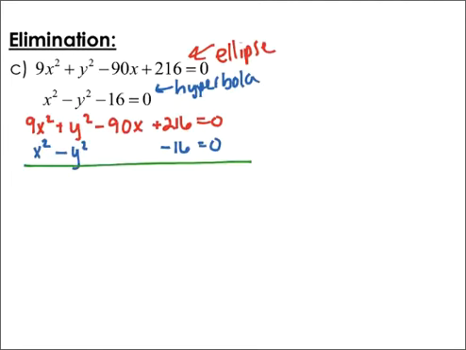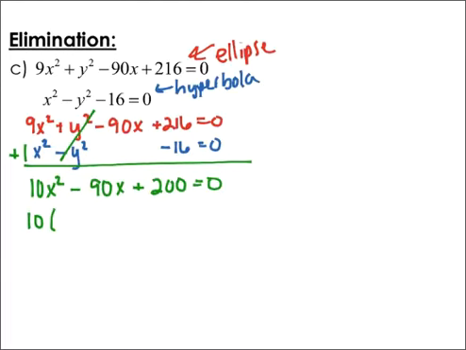All right, now if you look, you see that the y squareds eliminate. 9x squared plus 1x squared is just 10x squared. I've got minus 90x. 216 minus 16 is just 200. Now, look for a GCF. In this case, it's a 10. So I'm left with x squared minus 9x plus 20.